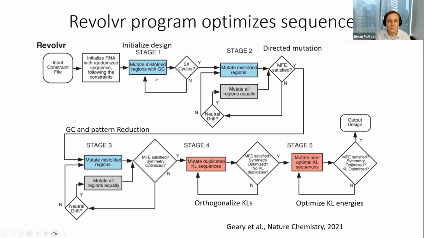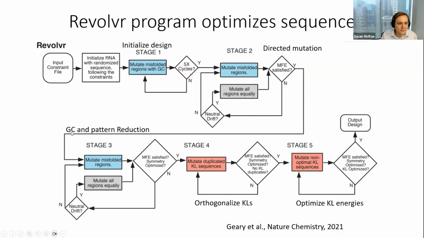So it'll start by mutating regions that are predicted to misfold that have GC base pairs. It'll iterate through this a few times. Then in the next stage, it'll look at anything that is predicted to be misfolded, and then either mutate those misfolded regions or alternatively do this neutral drift and mutate a region that is well folded, but just to sort of shift the energy landscape and find a solution to the whole problem. After it's satisfied, the minimum free energy structure is the same as our structural restraint.